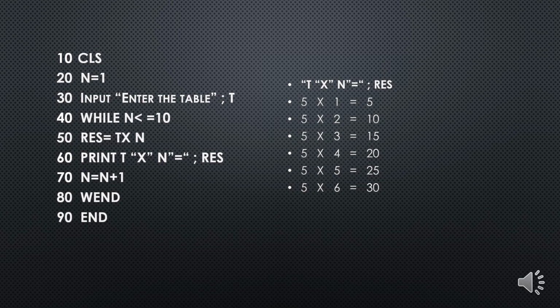So at line number 50 it will again give the operation result equal to t multiplied by n. We know t has the value 5 and now n becomes 2. So 5 multiplied by 2 equal to 10. Then again at line number 70 n becomes 2 plus 1, and 2 plus 1 equal to 3. So n has the value 3 now, and again going back to line number 40, it will check the condition: is 3 less than or equal to 10? Yes, 3 is less than 10. And so on, by working from 1 to 10, it will give us the result.